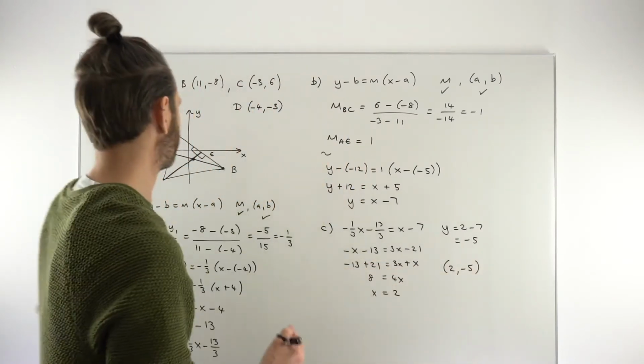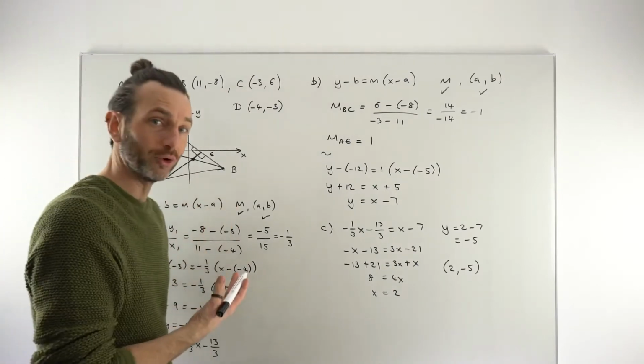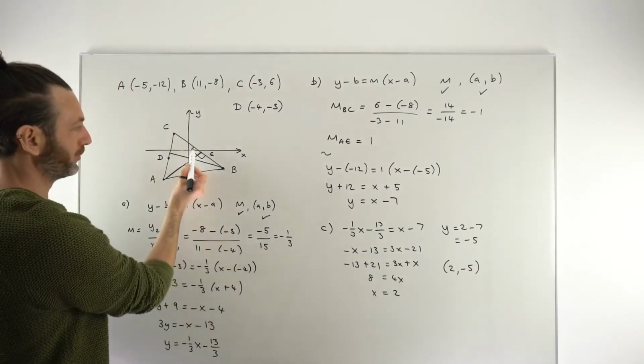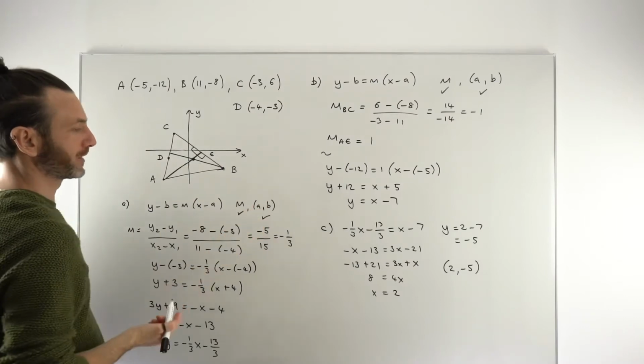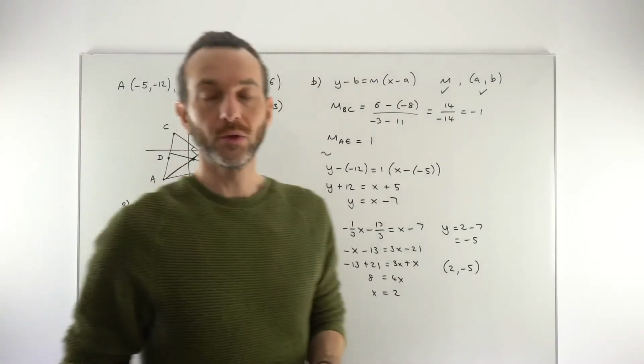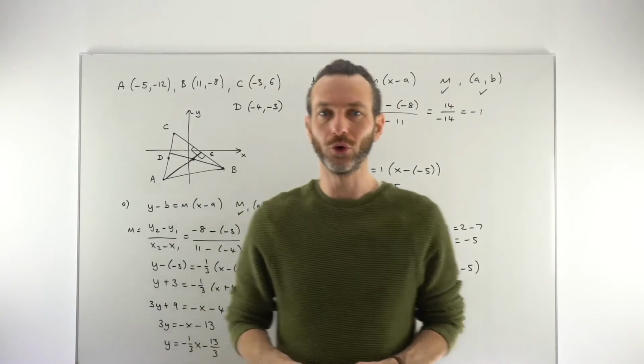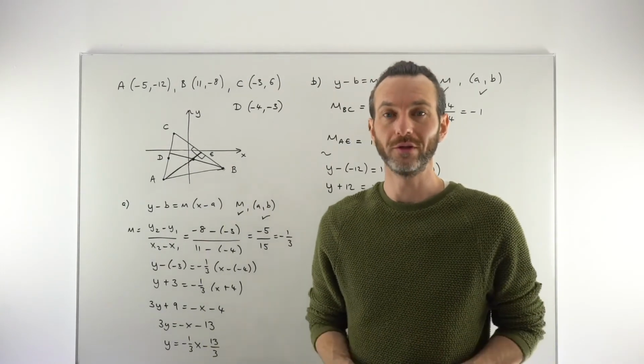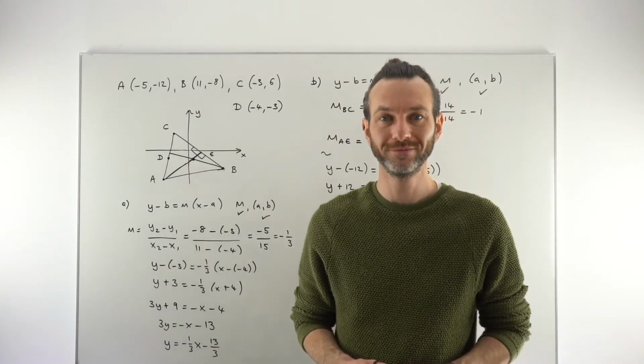So just checking that on my newly modified diagram. Could this point be 2 along, 5 down? Well, yeah, sure, it's in the right ballpark. So quite a long question, that one. Quite a lot of stuff going on there, using a lot of the straight line rules.